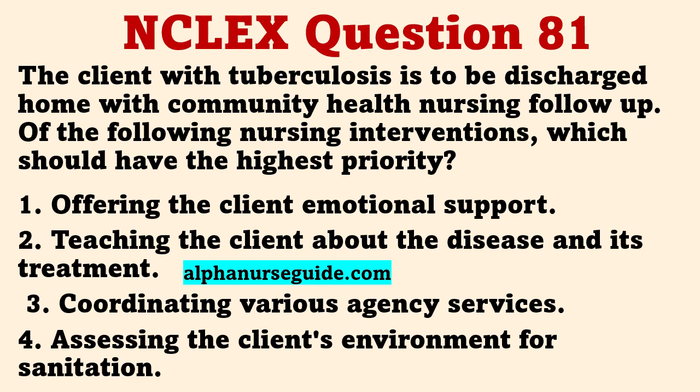The correct answer is 2. Ensuring that the client is well educated about tuberculosis is the highest priority. Education of the client and family is essential to help the client understand the need for completing the prescribed drug therapy to cure the disease. Offering the client emotional support, coordinating various agency services, and assessing the environment may be part of the care for the client with tuberculosis. However, these interventions are of less importance than education about the disease process and its treatment.